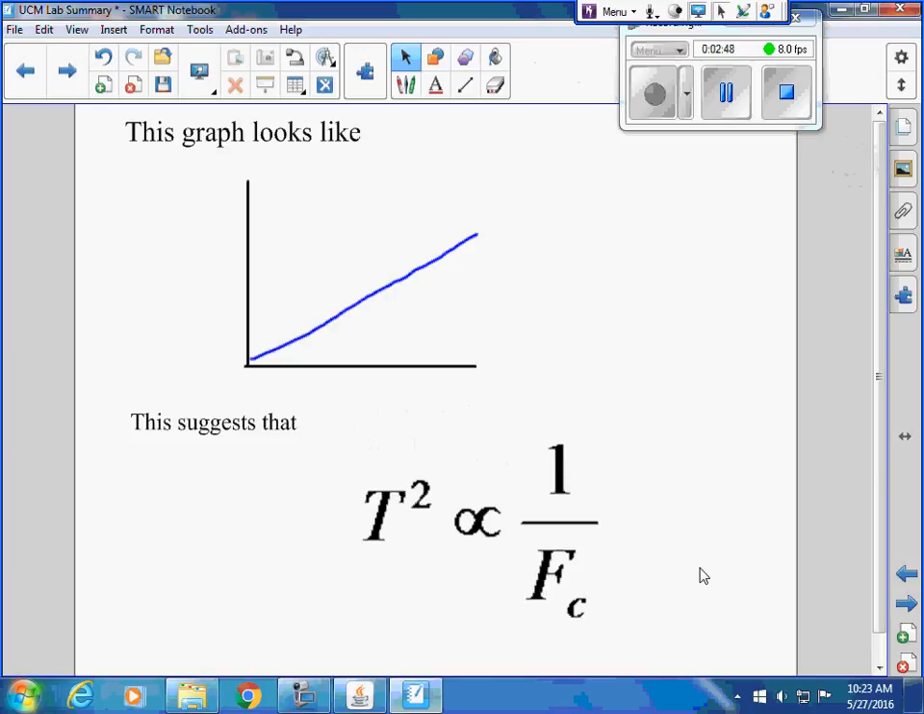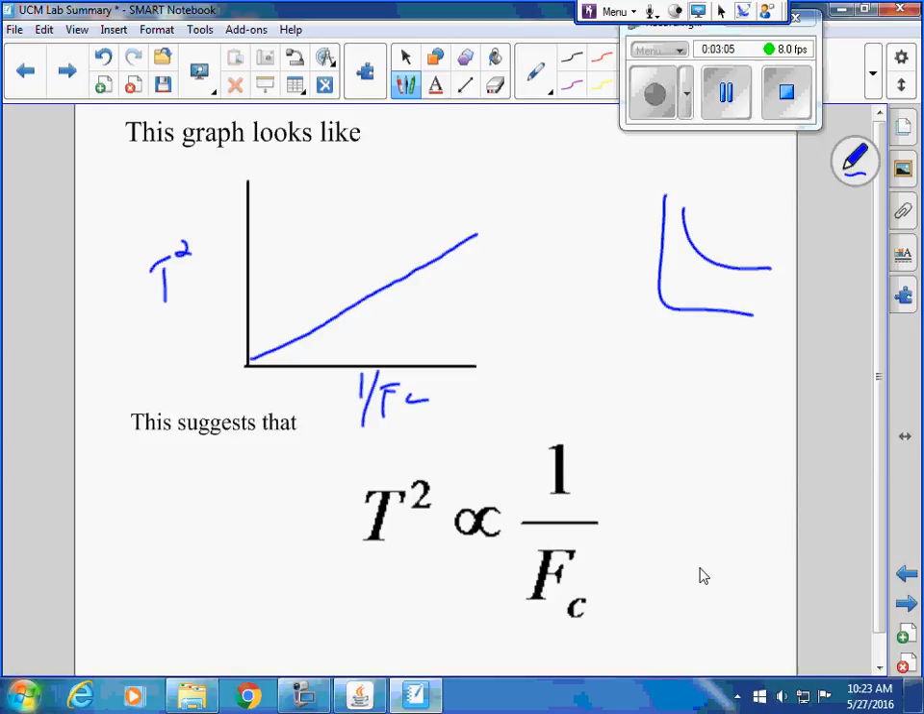This tells us then that the period squared is proportional to 1 over Fc, because this was our 1 over Fc here, and this was period squared. When you get a linear relationship like that, it tells us that it's inverse. And when we graph it like that and get that straight line, this suggests that T squared is proportional to 1 over Fc. In other words, the bigger the number of washers, the faster it goes, and the faster it goes, the smaller the period is.